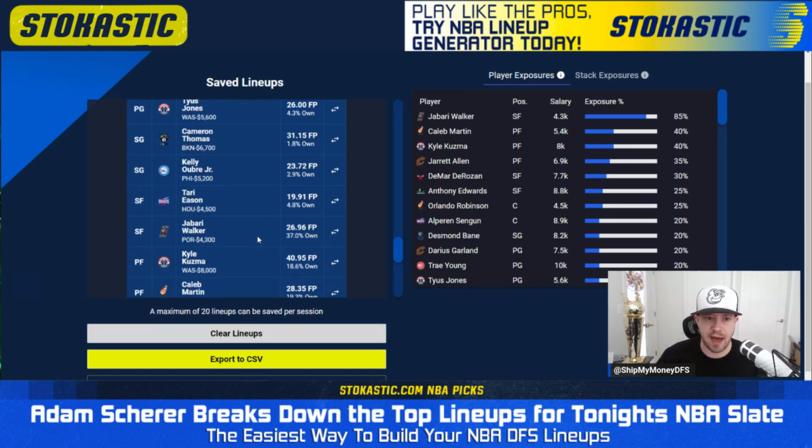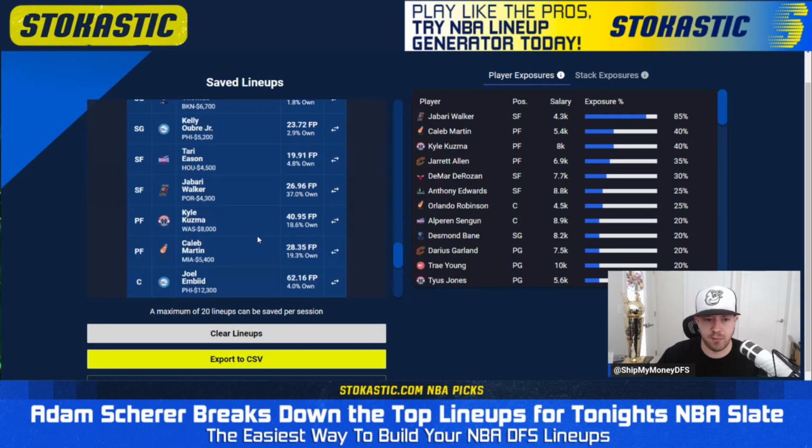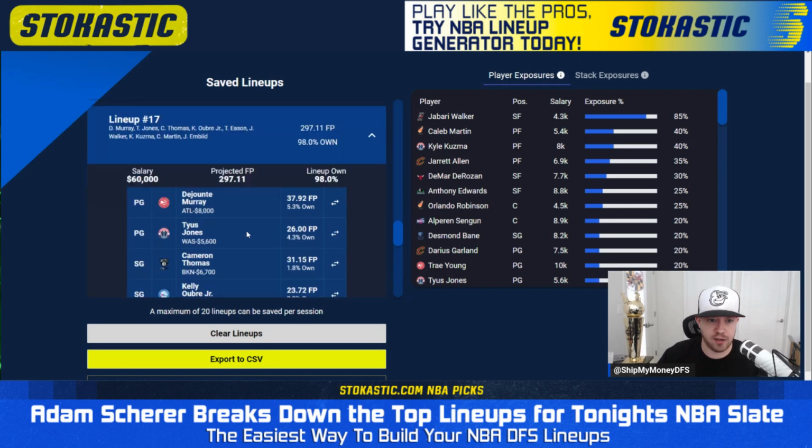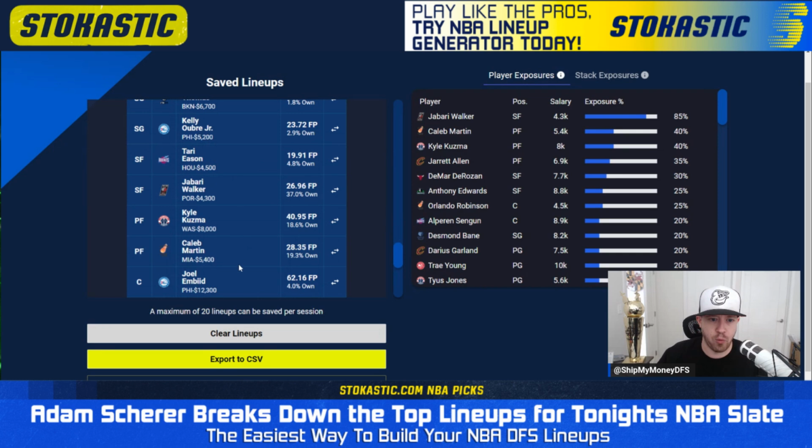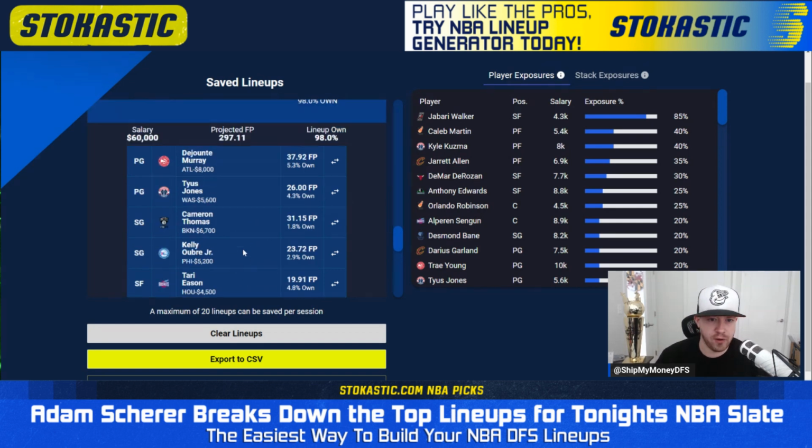But he has a fantastic matchup against the Wizards. We also get a little bit of a mini game stack in this lineup, which I like. We have Kyle Kuzma and Tyus Jones on the Wizards side. We have Oubre and Embiid on the Sixers side. Again, stacking in NBA is not nearly as important as it is in most other sports, but it is still nice to get some correlation amongst your players, and we do have that here. So I really like this lineup.